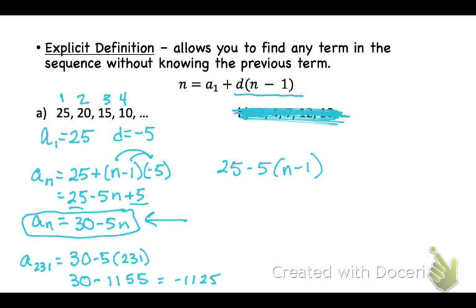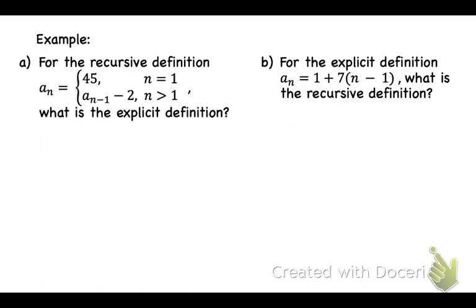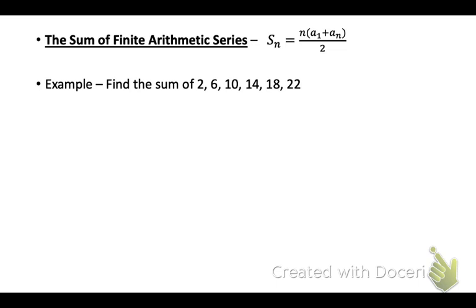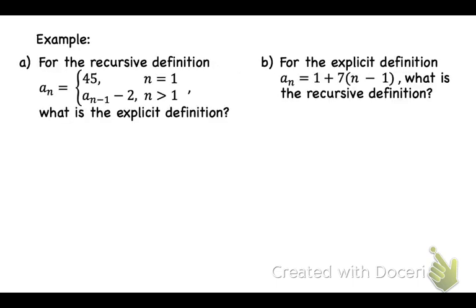Now, your book is going to ask you for explicit and recursive. Okay? It says, for the recursive definition here, what is the explicit definition? So they give me a recursive definition right here, see it? It says my first number is 45, and what do I do to get to the next one? Minus 2. Okay? Like I wrote it, a sub 1 equals. It's the same thing, just a different way to write it.